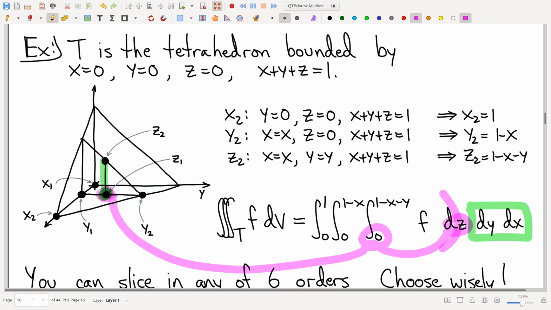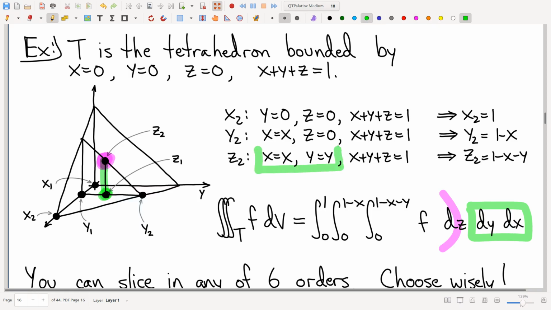That's nice. But what about the upper bound? Here we go. The upper bound for z is going to come from that point where I know three things. I know x and y already. x and y have been chosen.